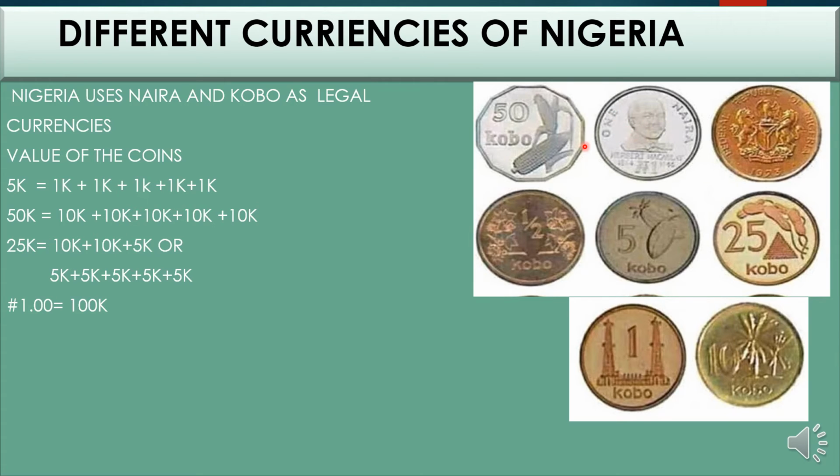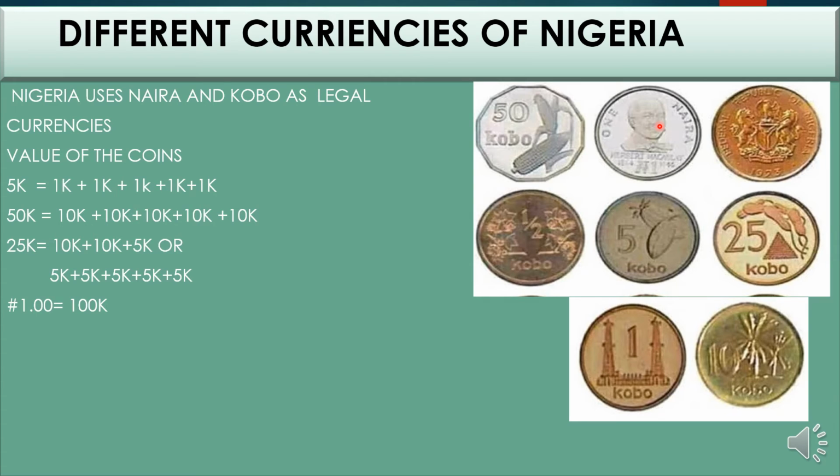So how do we get the biggest 1 naira coin? Now we said that to get 1 naira coin, we'll have to gather 100 kobos to get 1 naira. For us to get just this one naira here now, we'll have to gather 10 kobos.